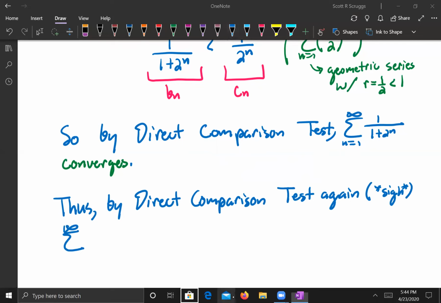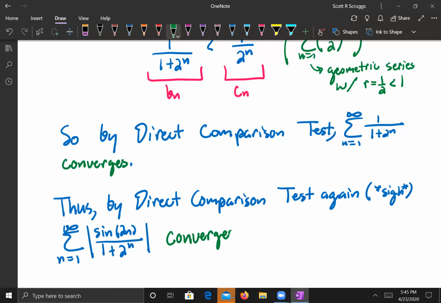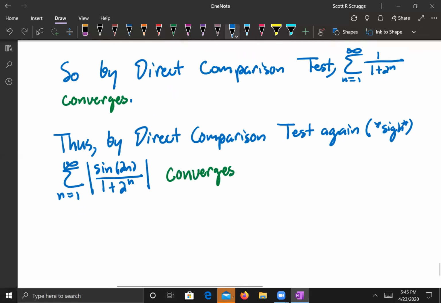that the sum from n equals 1 to infinity of the absolute value of sine to the 2n power divided by 1 plus 2 to the nth power, I concluded that converges, and by that remark from above, I now have my final conclusion about the original series, which is the sum with everything with absolute value converges. My original series converges.